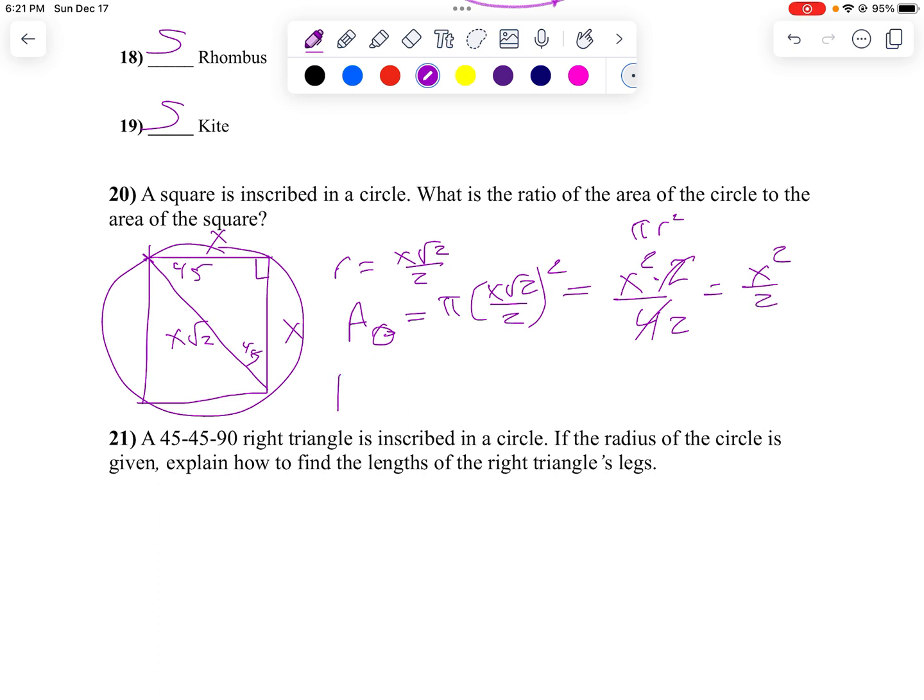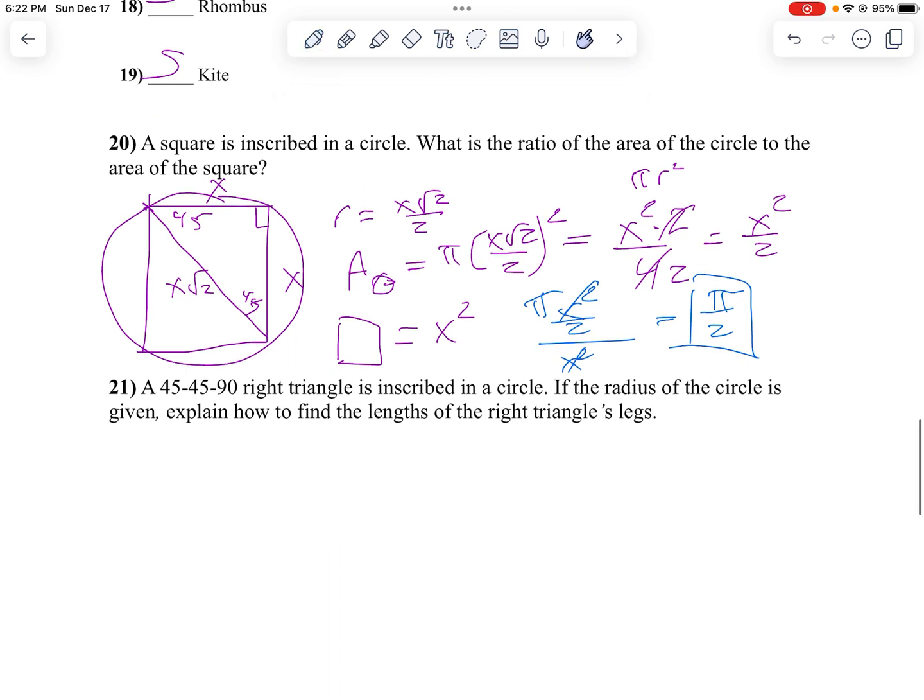Now the area of the square, that's just going to be plain old x squared, isn't it? So then I'm going to take x squared over 2 divided by x squared. My x squareds reduce. And I would get 1 over 2, wouldn't I? That's kind of weird. Oh, I forgot my pi, didn't I? Times pi. So it would be pi over 2. That makes more sense. I'm going, what happened to my pi?